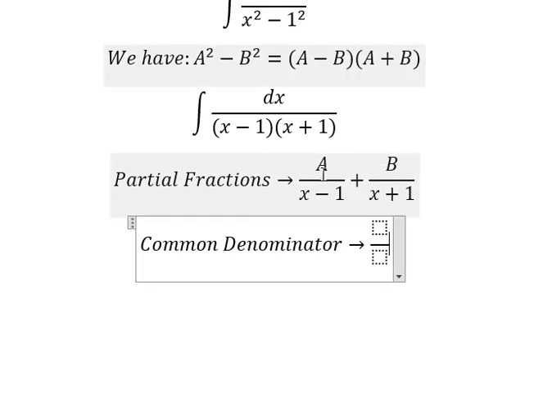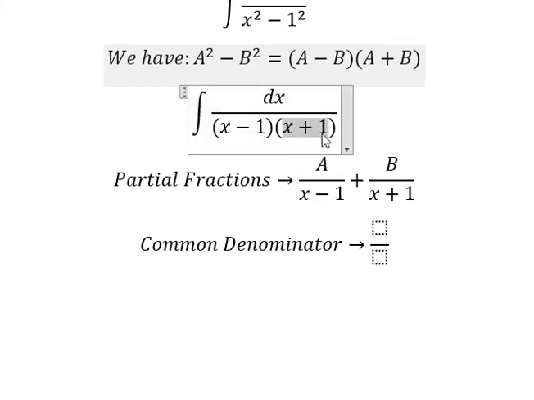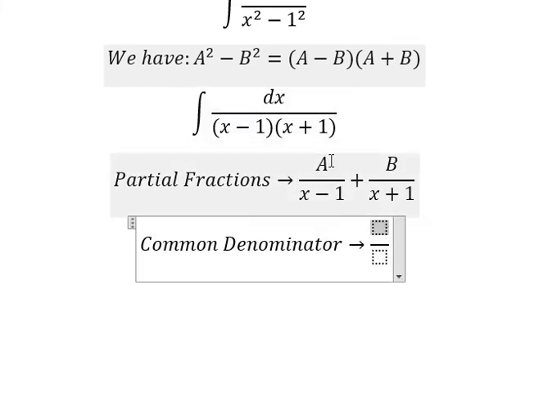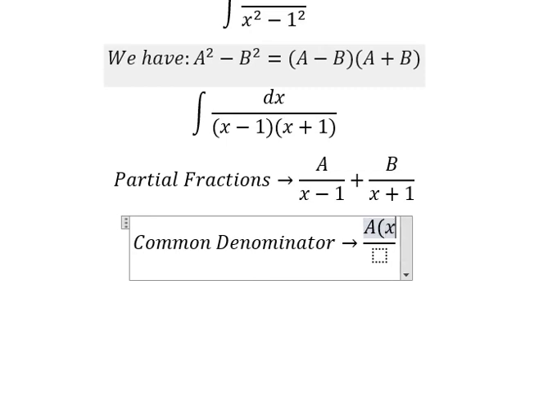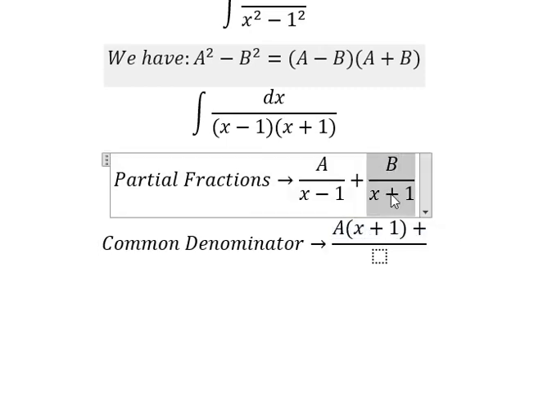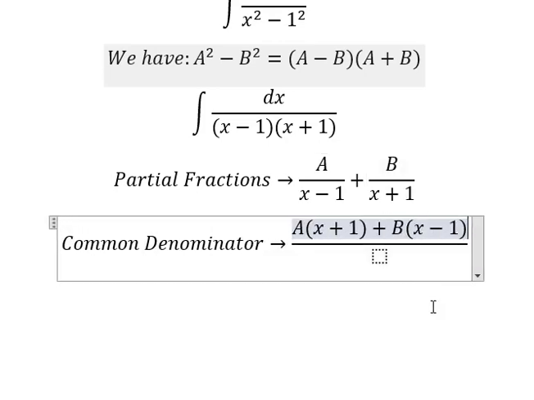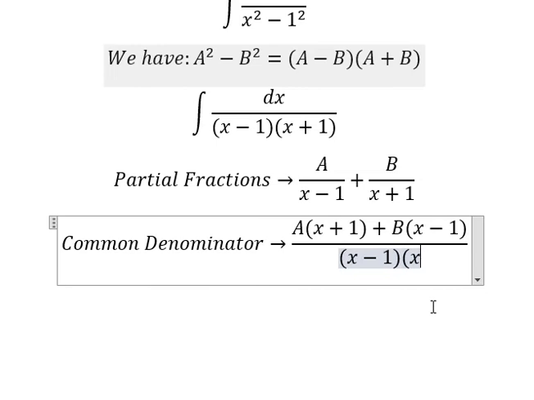So about this one, it is missing s plus 1 in here. So this one should be multiplied by s plus 1. About this one, it is missing s minus 1. So we have B multiplied by s minus 1 in here. And this one should be s plus 1 and s minus 1.